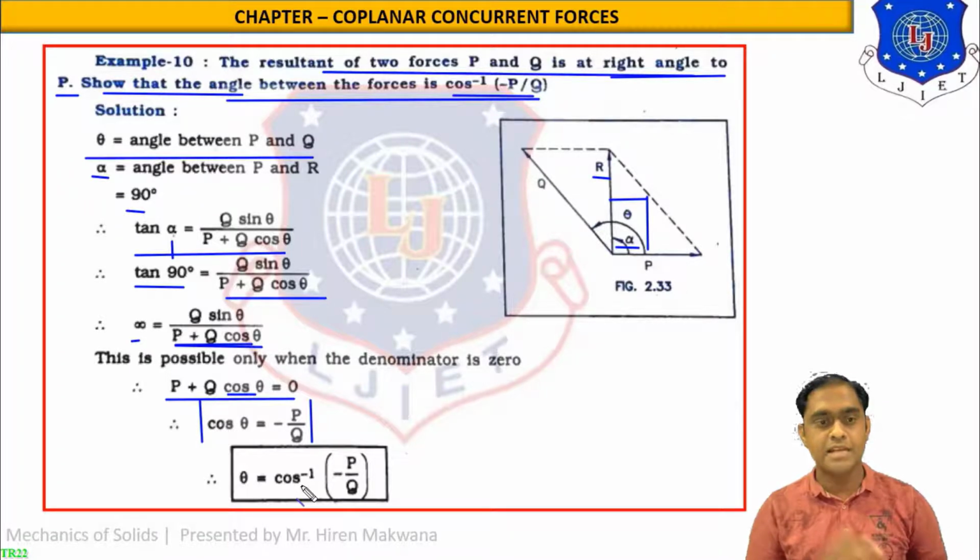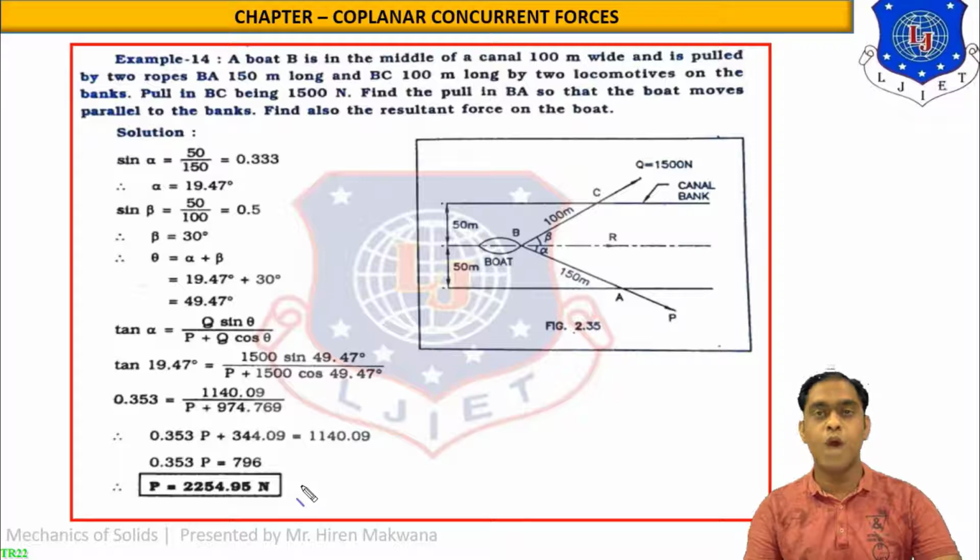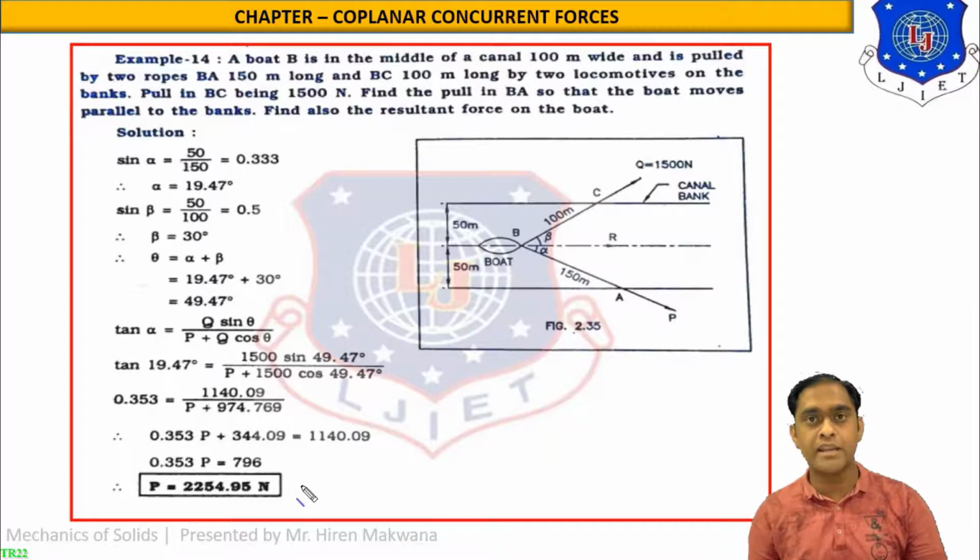Here example number 10 is completed, in which we have to prove that the angle between two forces theta is equal to cos inverse of minus P by Q. Let us see one more numerical. Now the most important, most practical, most comfortable numerical is there from the subject point of view.